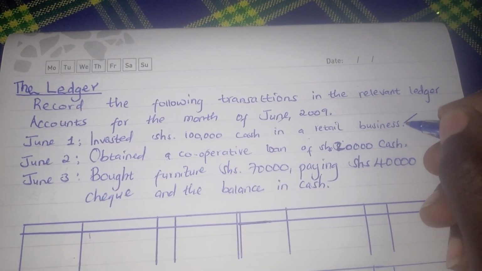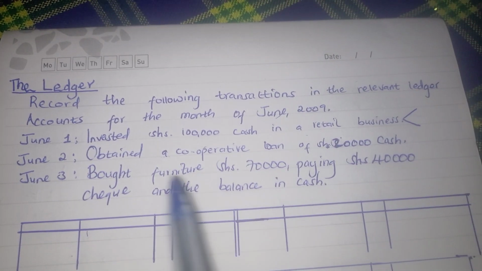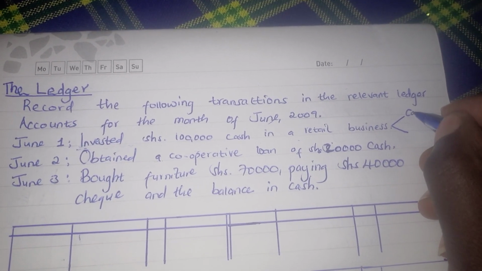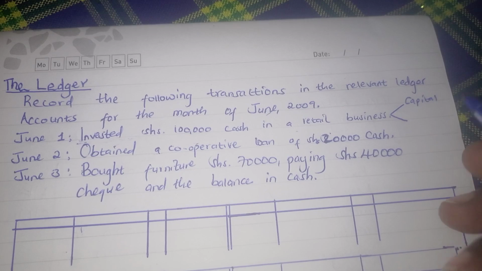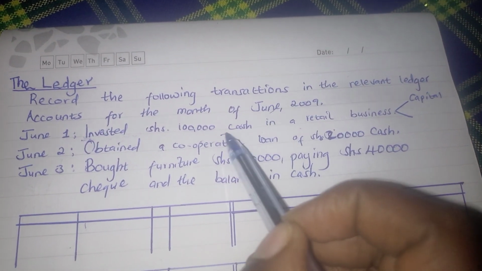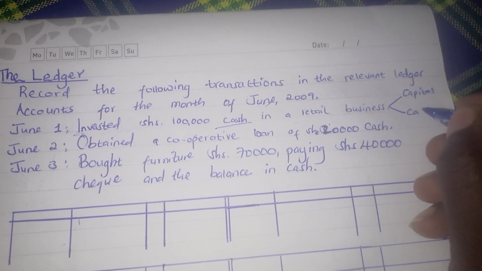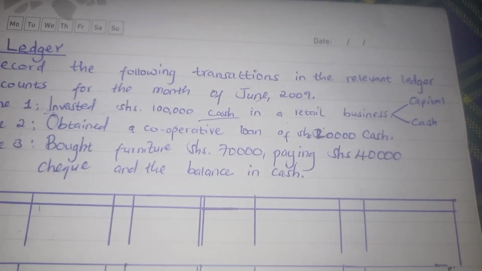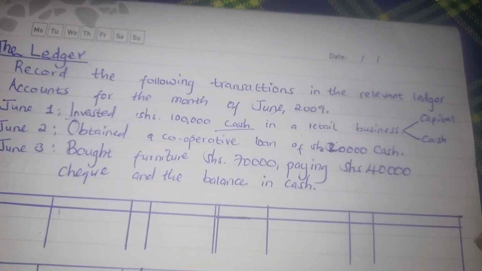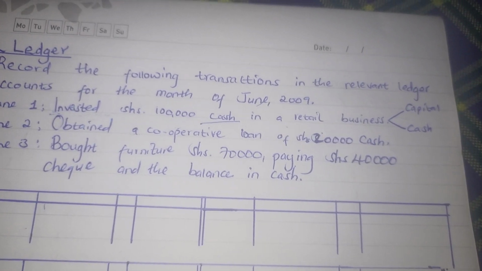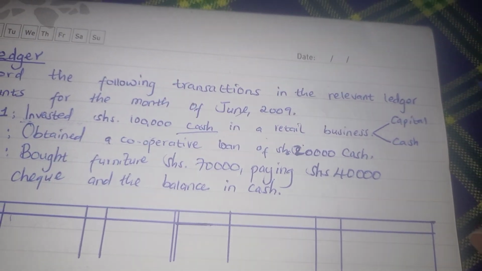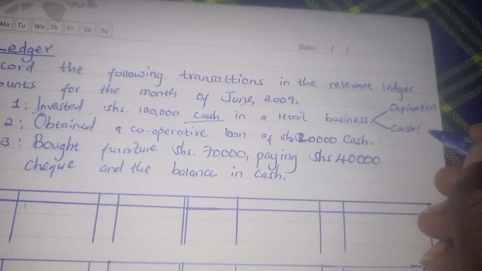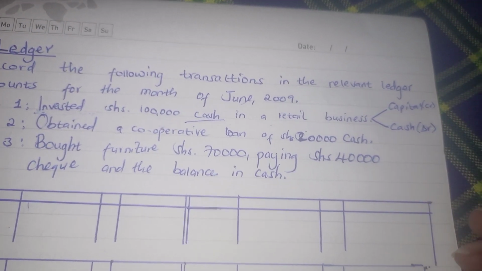So here we have two accounts that have been affected. Investing money shows a capital account. Then this money is in cash, therefore the cash account. So when we will be opening our ledger account, learners, what are we supposed to do? Any increase in capital is supposed to be credited, and any increase in cash is supposed to be debited.